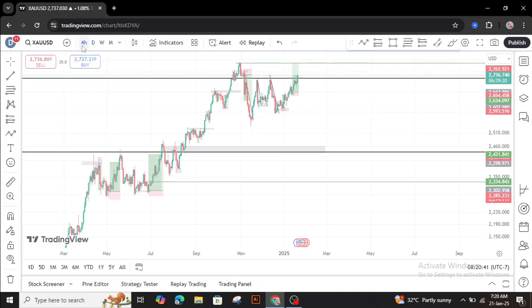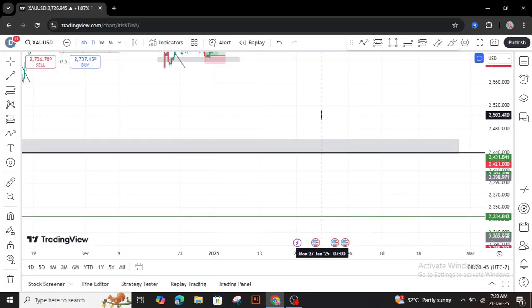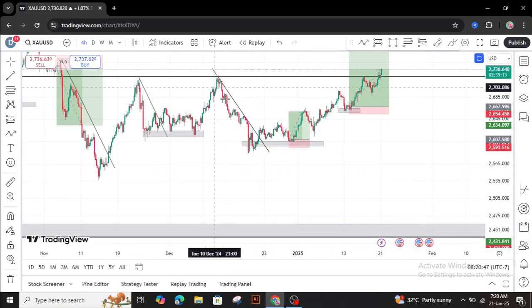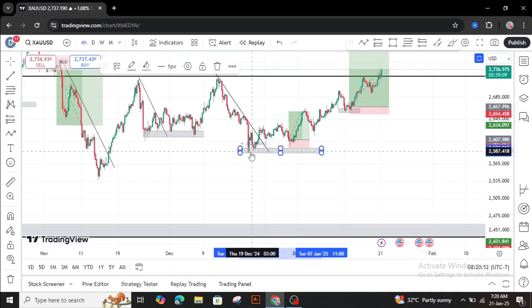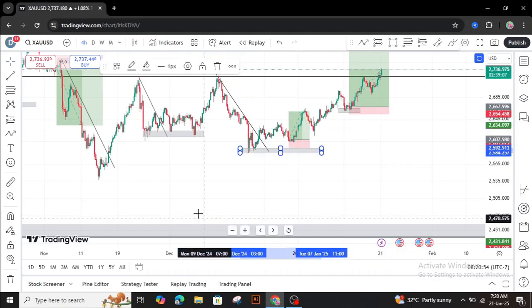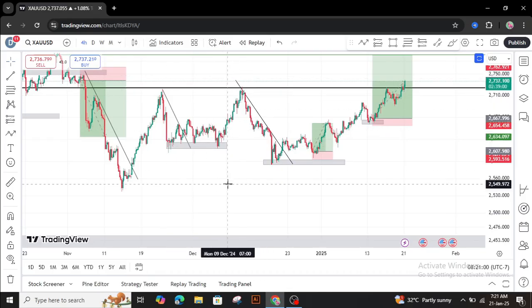If you come to daily here, there's nothing too obvious for you to do. But if you come to 4-hour, you will see a lot of things. For example, you can see the market retrace here. Whenever you see the market retrace, you want to take a buy position. You can take a buy position here, and then you can see the price going up. This is another retracement here. You can take a buy position here and you can see the price go up. So you want to look for buy opportunities.